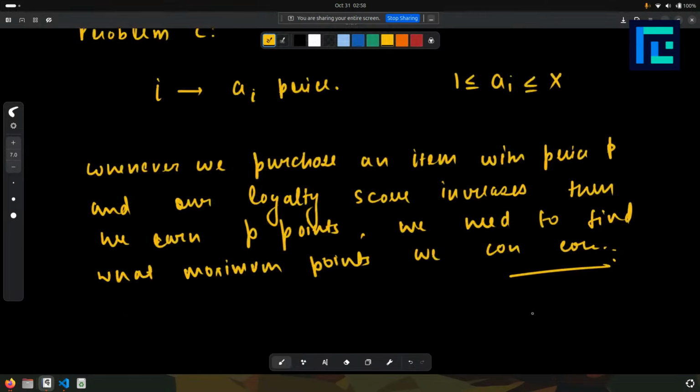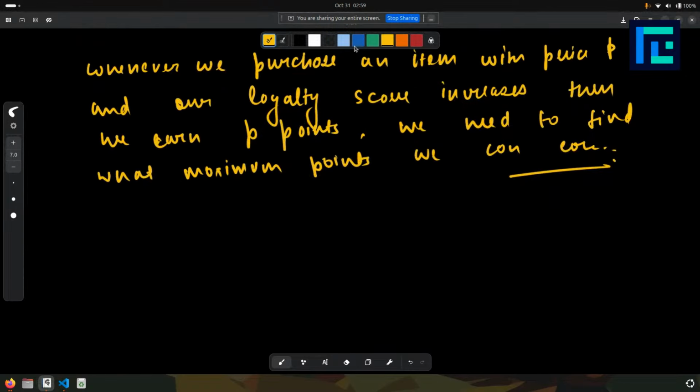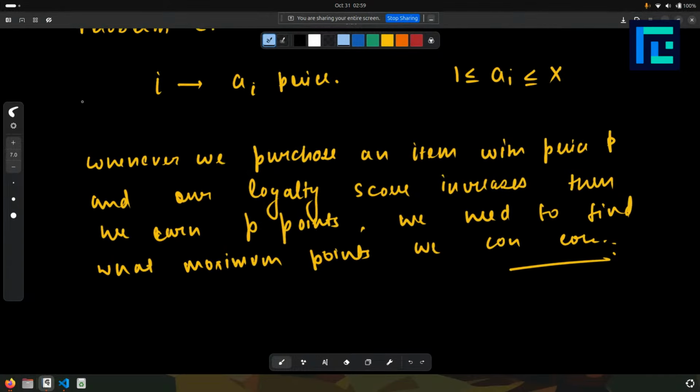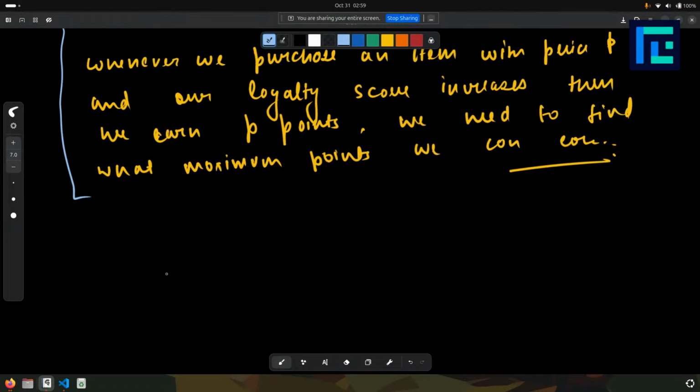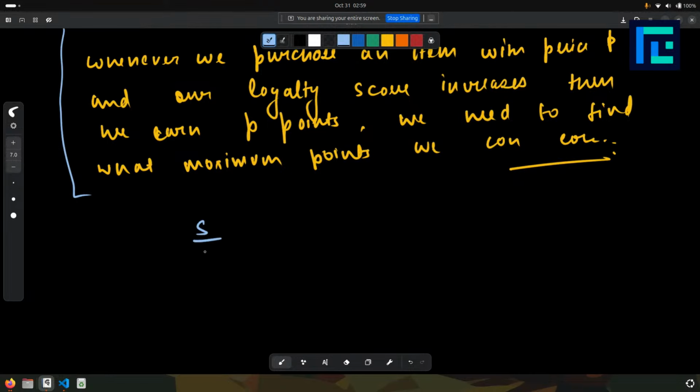So let's, before looking at the test cases, let me make a few observations right away. Basically our loyalty score is floor of S by X. This is our loyalty score.